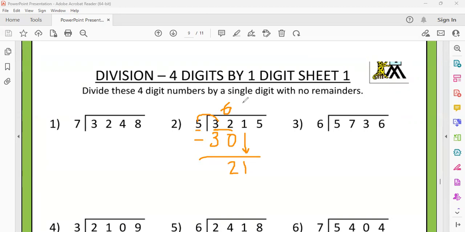Now 21 divided by 5, you're going to have 4. There can be 4 groups of 5 in 21. So you have 20 at the bottom, and you still have a remainder of 1. Then bring down one more digit to complete the division. You have 15. 15 divided by 5 is 3. And then 15, you subtract and there is no remainder.